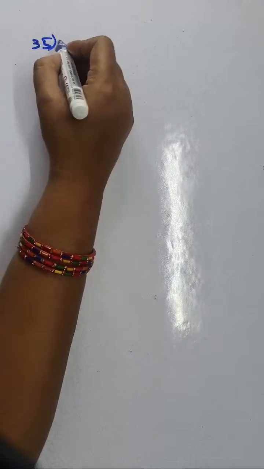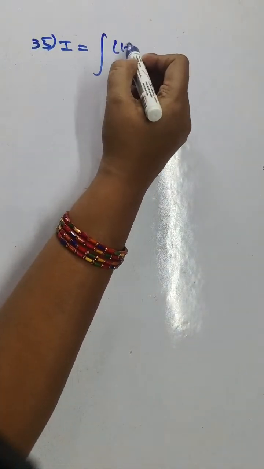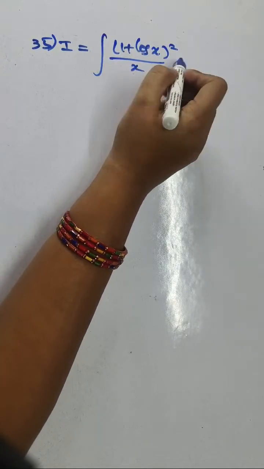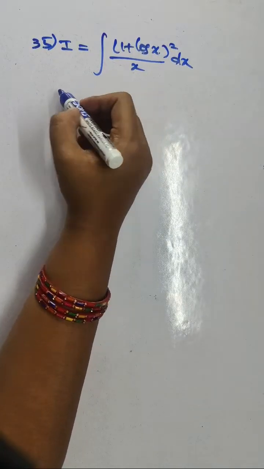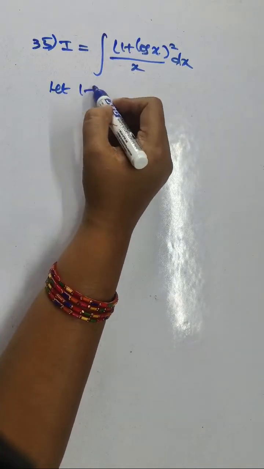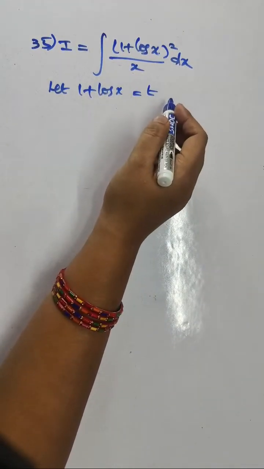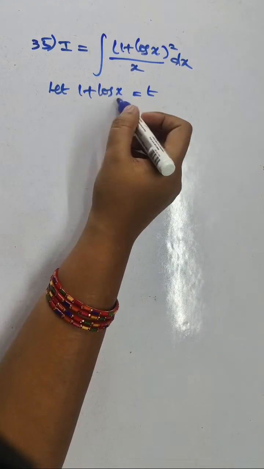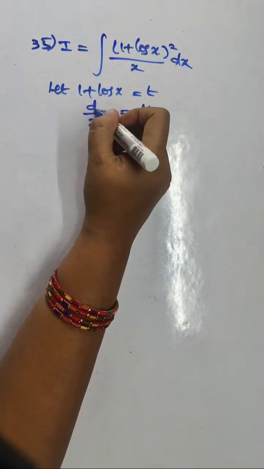Question number 35. I equal to integral of 1 plus log x the whole square by x dx. Let's take 1 plus log x as t. When we differentiate both sides with respect to x, I'll get this as 0 as it is constant, this as 1 by x. Take this dx to the left side as dx.